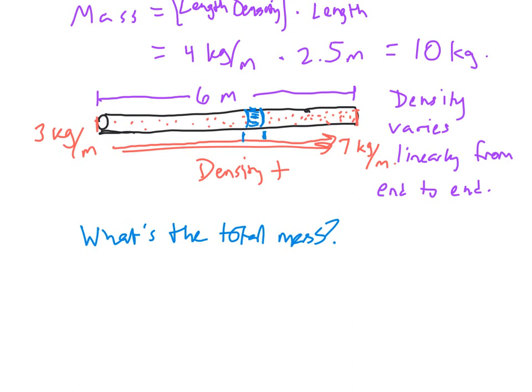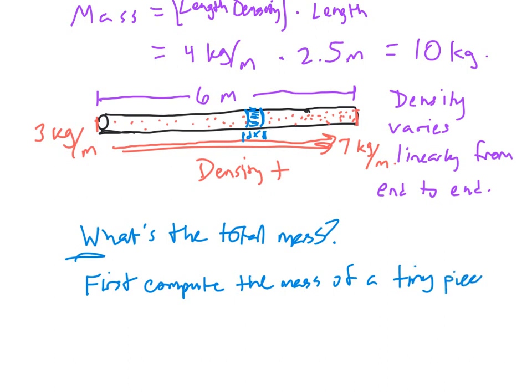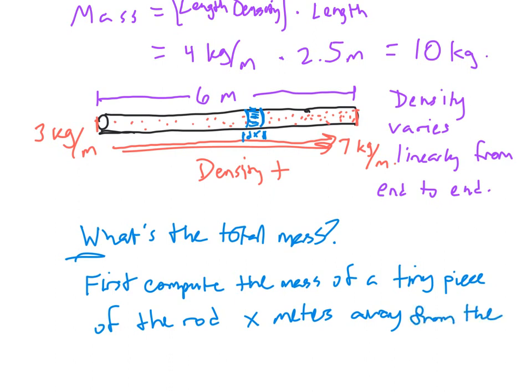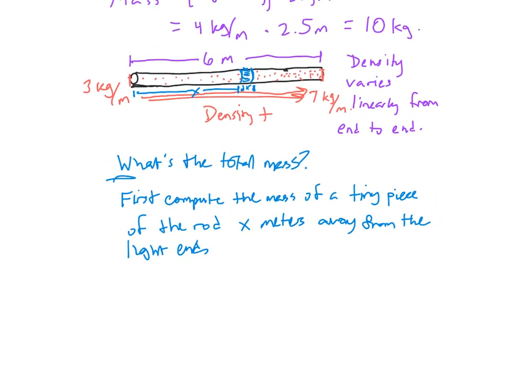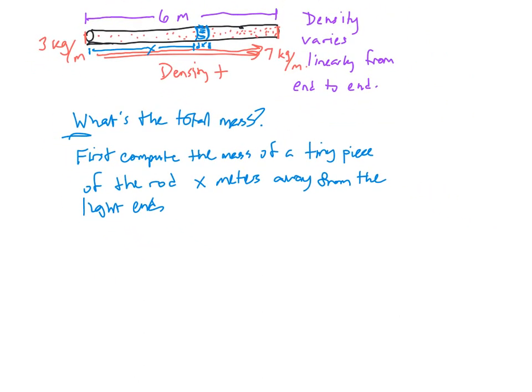And I'm going to call that length there dx. I don't know if it's visible there, but I'm going to call that length dx. And I'm going to first compute the mass of a tiny piece of the rod. And let's say it's x meters away from the light end. So we're going to say this is x. So the question is, what's the mass of that piece? To figure that out, first thing I'm probably going to need to do is come up with some function that tells me how dense the rod is at a given spot. So the first thing we need to do is find a density function.